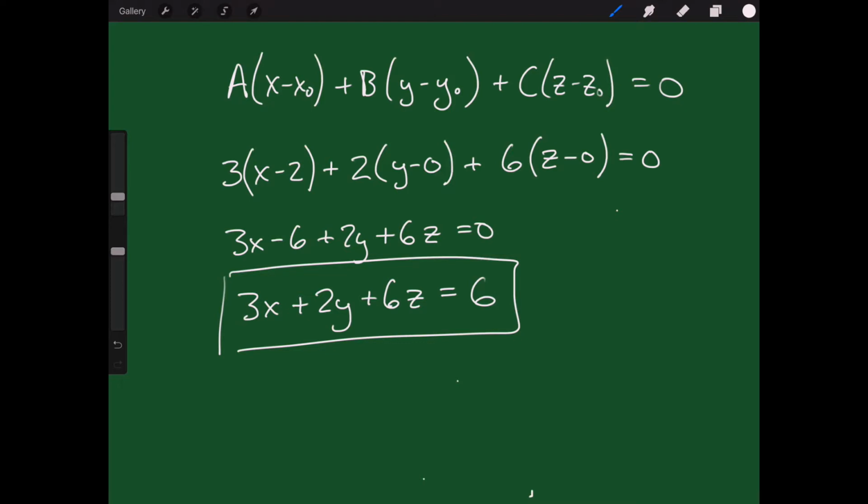If in doubt, test the 3 points, right? Plug in the 3 points for x, y, and z here and see what you get. One of the points that we wanted this thing to go through was the point (0, 3, 0). So if I plugged in 0, 3, and 0, what would I get? I would indeed get 6. So it works. And it works for all 3, and so I'm confident in my answer.